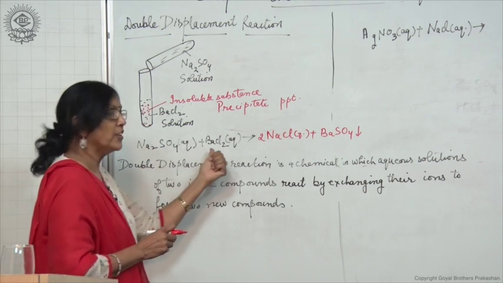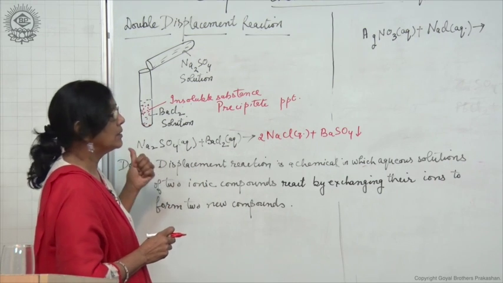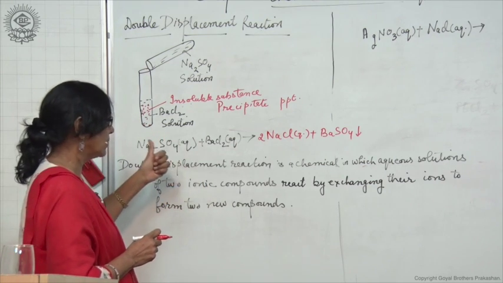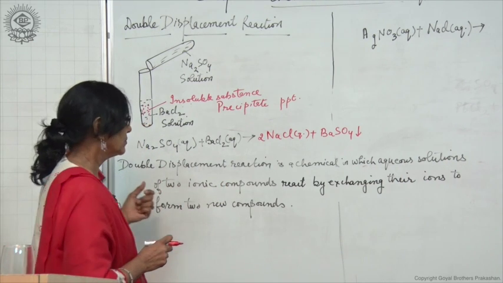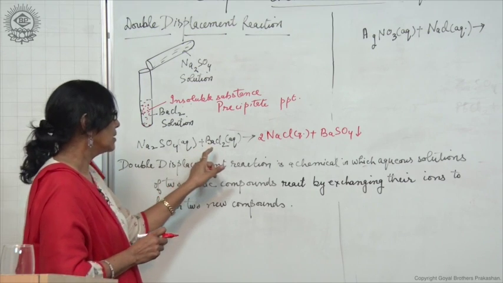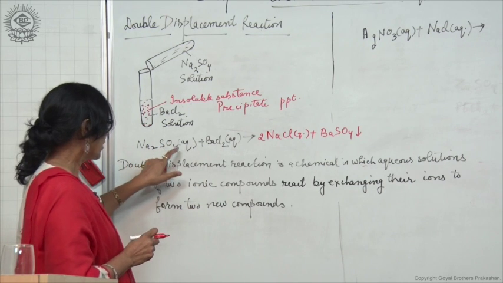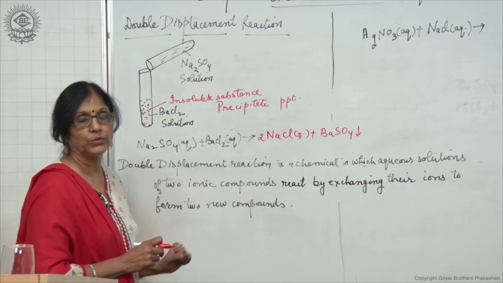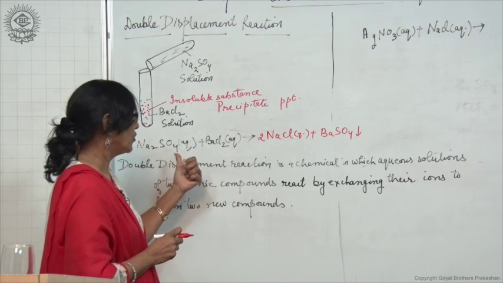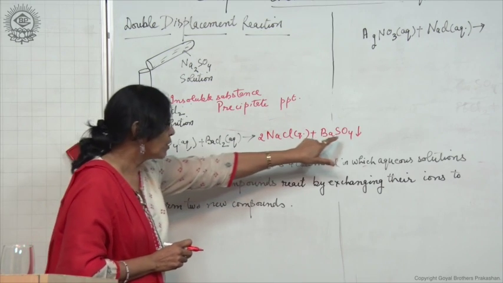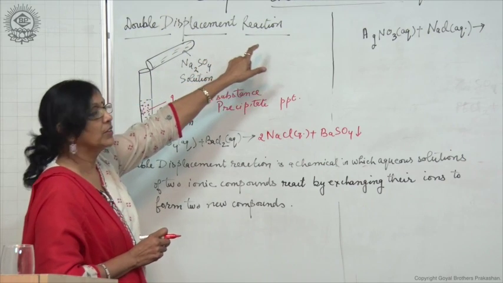Here exchange of ions has occurred. So, such type of reactions are called double displacement reaction, because the displacement has occurred two times. So, we can now define double displacement reaction. It is a reaction between the aqueous solutions of two ionic compounds which react by exchanging their ions. Ion exchange has occurred to form two new compounds. So, such type of reactions are called double displacement reaction.